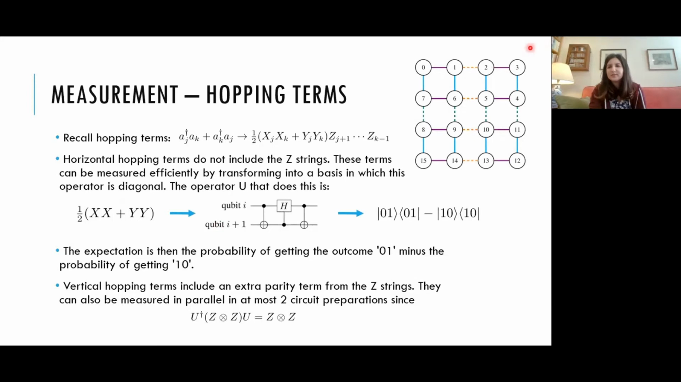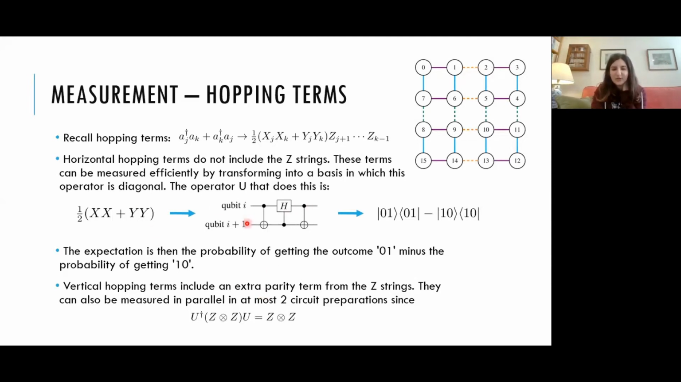Vertical hopping terms are a bit more complicated because, if you remember, before it was an 8-qubit gate, but here you also have to consider the values on these qubits, because it's an expectation with respect to 8 qubits, for example. But actually, it turns out that they can also be measured in parallel with at most 2 circuit preparations.